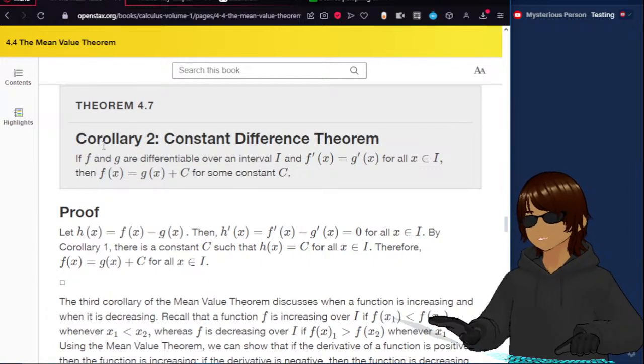If f and g are differentiable over an interval I, and the derivative of f and the derivative of g are equal for all x in I, then f of x is equal to g of x plus c for some constant c.